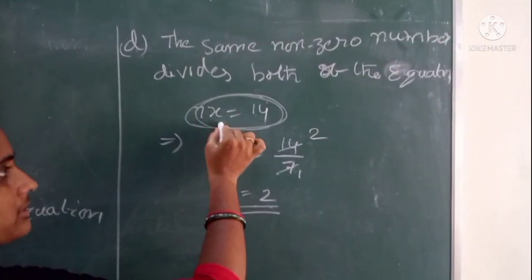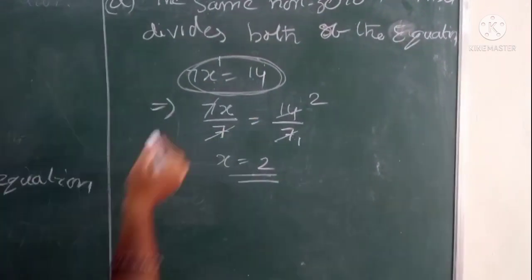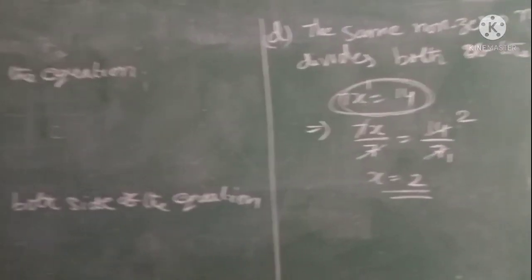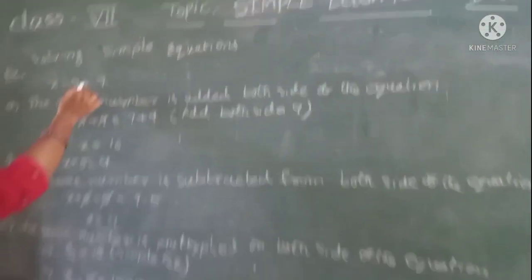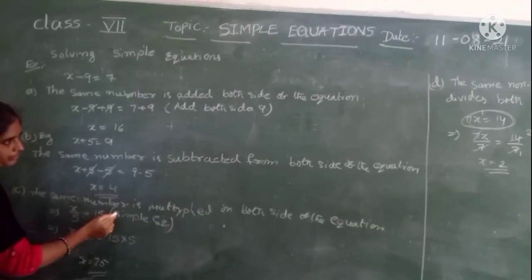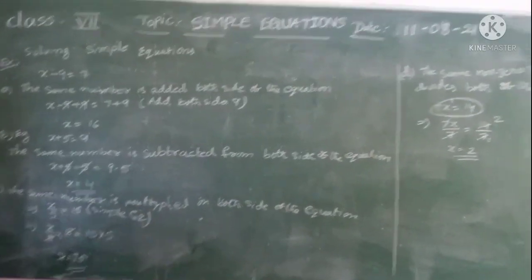This is a simple equation, children. The power of x is 1, and there is only one variable, so it is a simple equation. Finally, I will tell the solution of the simple equation: addition, subtraction, multiplication, and also division. You can understand these problems, children.